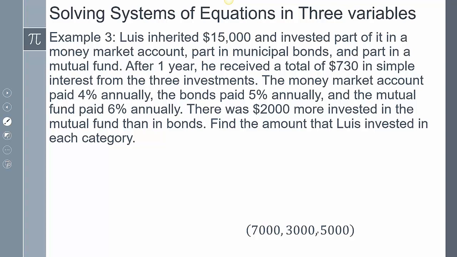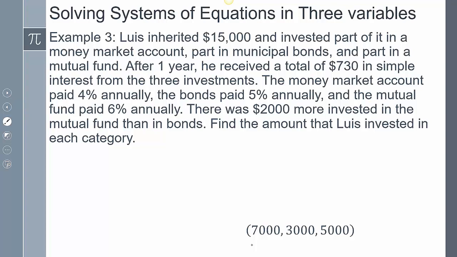Now we're going to look at a word problem here, so that we have something we can verify, I have the answer listed down here at the bottom. It says Luis inherited $15,000 and invested part of it in a money market account, part in a municipal bond, and part in a mutual fund.